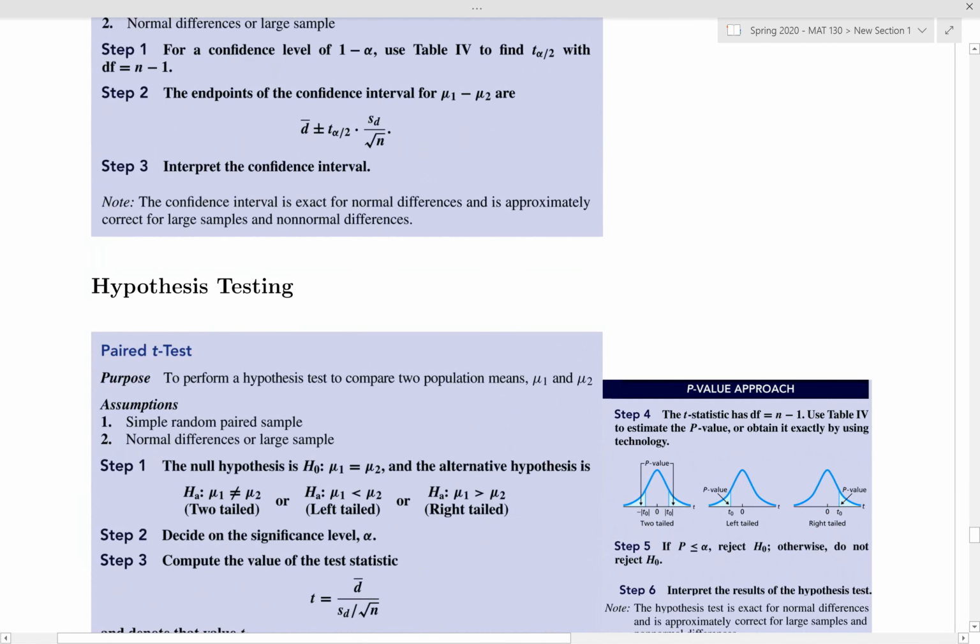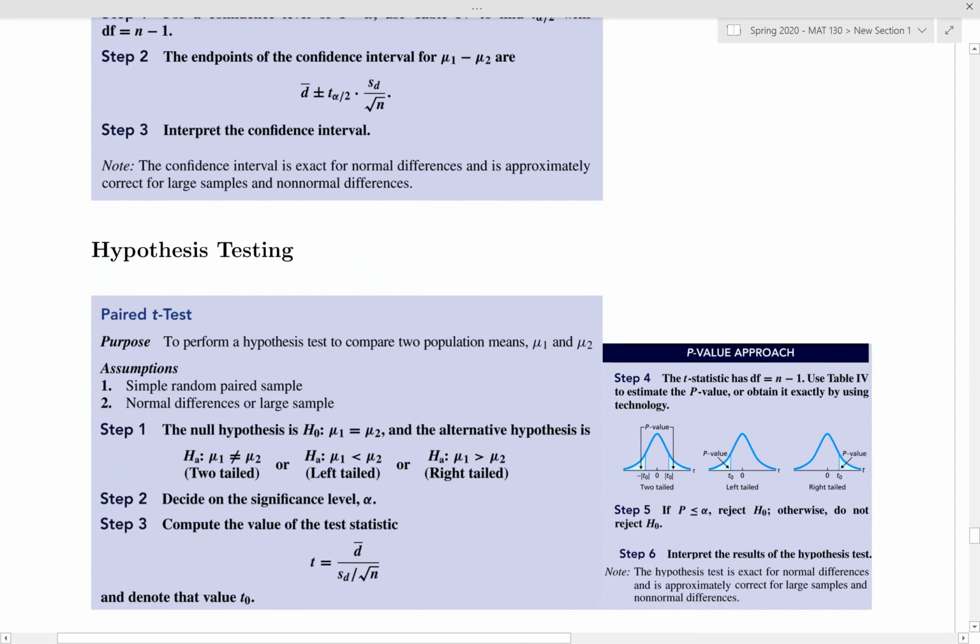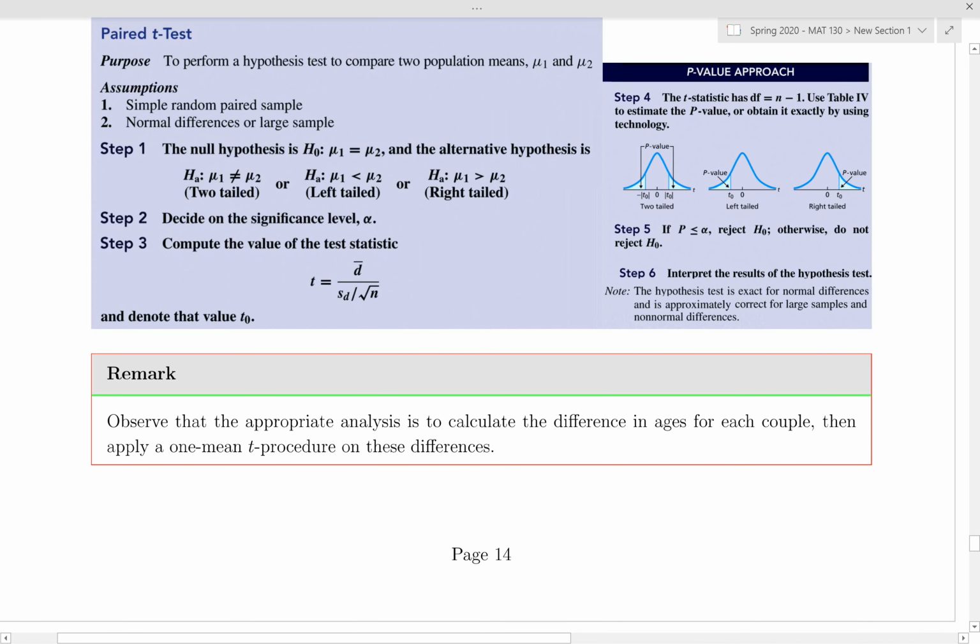All right. So really what I want to do is start by looking at the remark first. What we are doing here, since we have paired data, the appropriate analysis is this: for each sample, it's a paired sample, so when you take something from one population, you are going to have a corresponding value in the other population. There's a matched value. You are going to compute the difference of those two quantities.